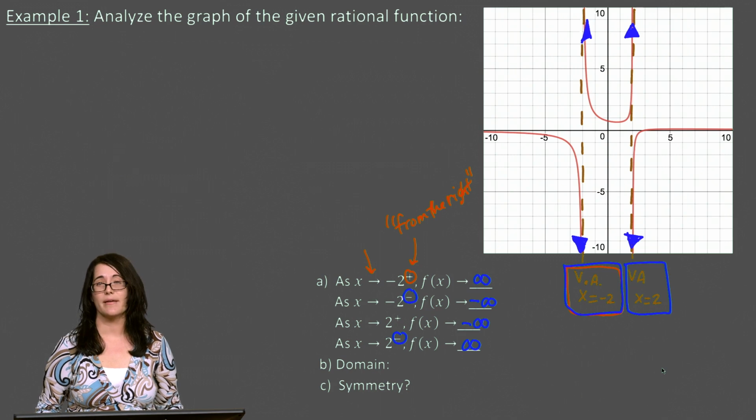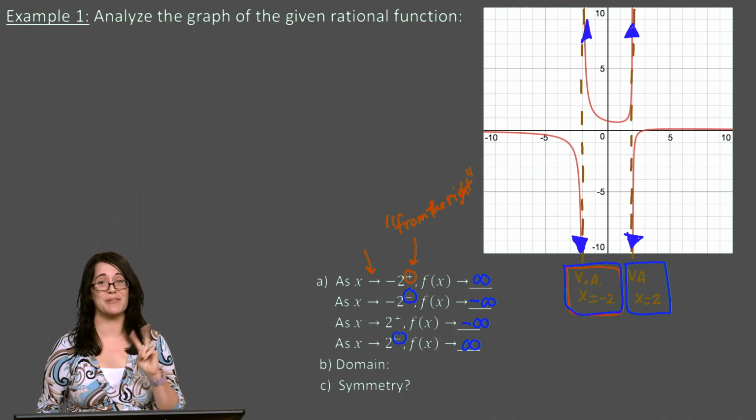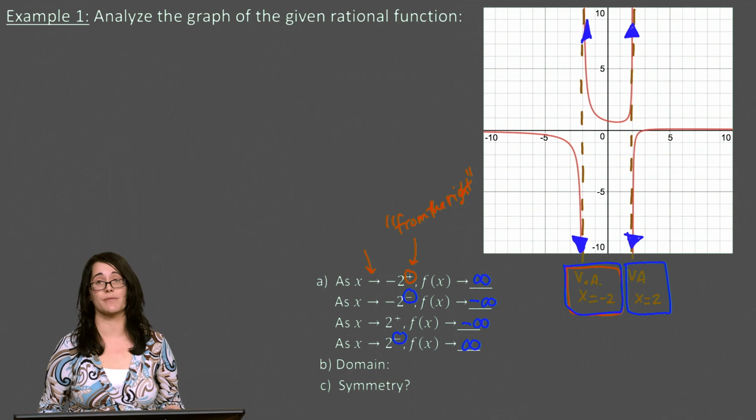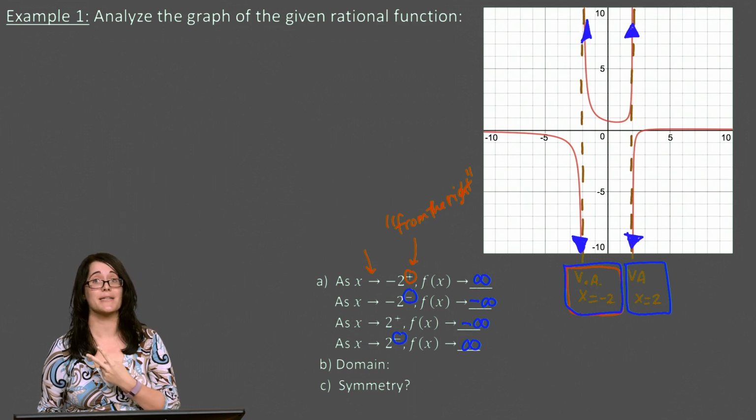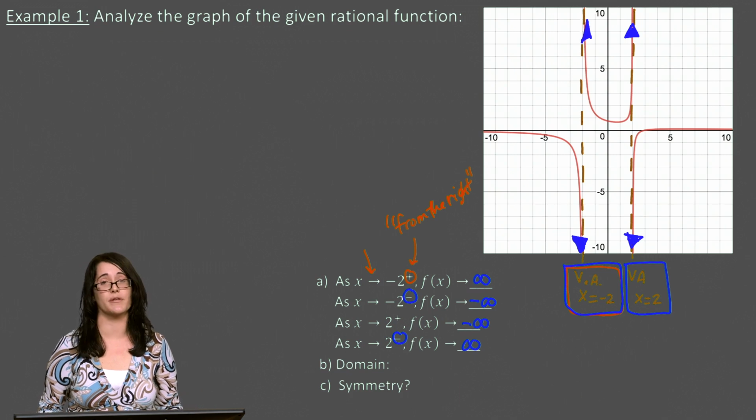The domain, again, is a set of all possible x values, or inputs. Well, there's only two problematic inputs in this graph, and that is where we have our breaks in the graph, our vertical asymptotes. So we know that x cannot be -2 or +2. Both of those would create problems in our denominators, making the graph break apart there.